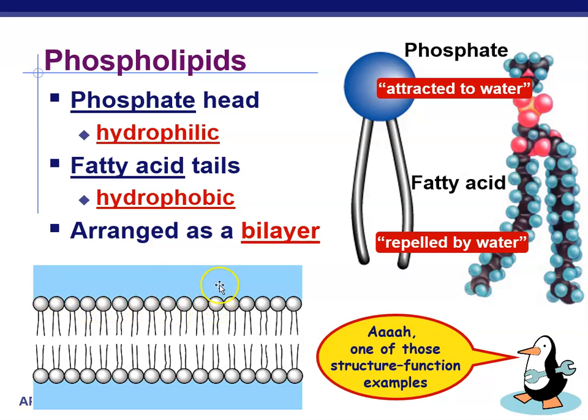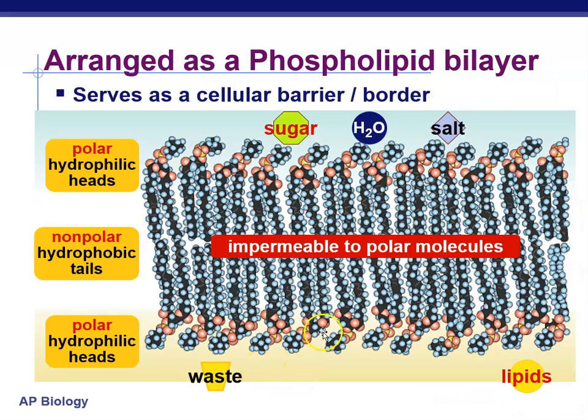hydrophilic heads pointing outward, either to the cytoplasm or the extracellular fluid where there's a lot of water, and those ends are hydrophilic, so they don't care. And then we have the hydrophobic tails pointing inward. That way they can kind of get away from water in that aspect. They're hydrophobic, they don't like it. So we say phospholipids can be arranged as a bilayer or two layers, looking like this.